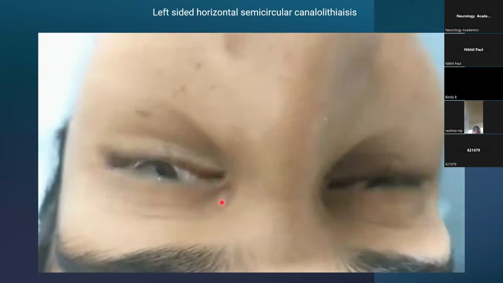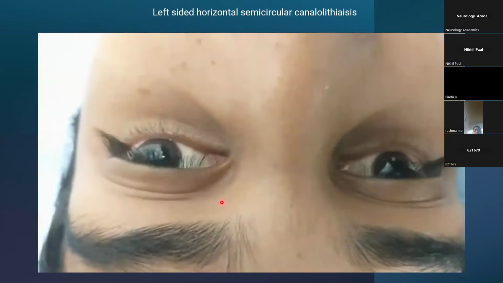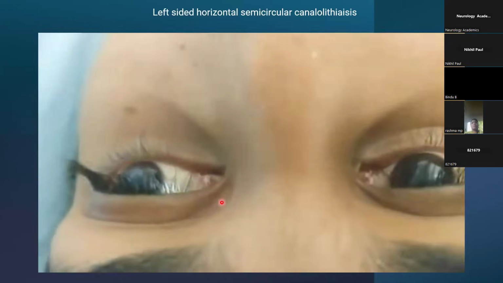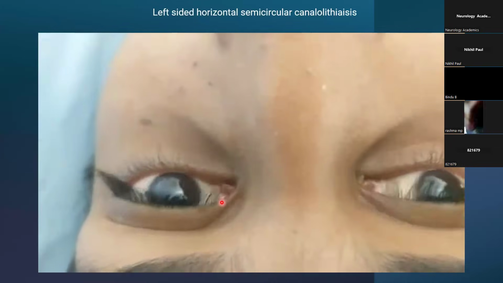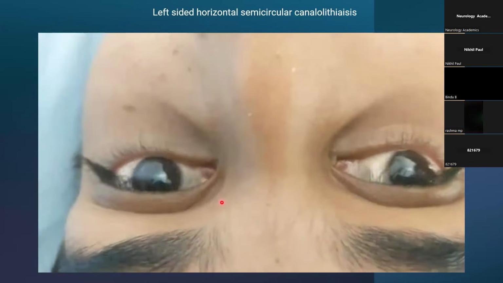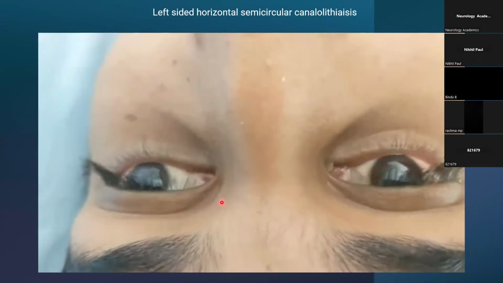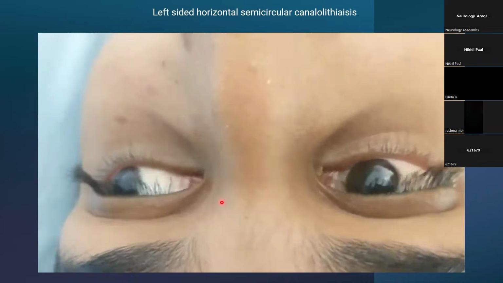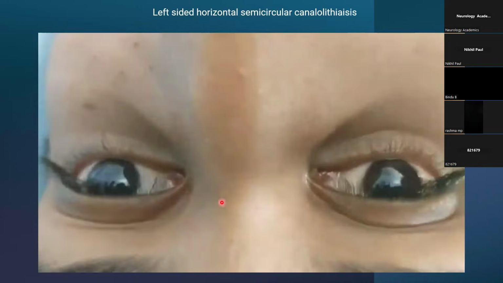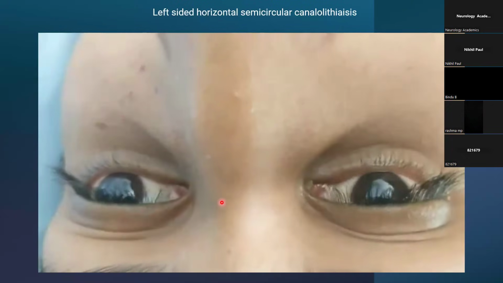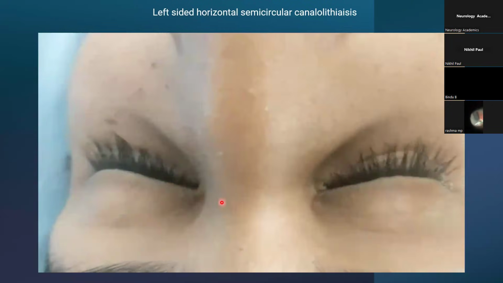Now he's made to lie straight. Next, he'll be moved to the left side. You see, again, it is beating towards the left side now, towards the ground, and it is much more intense when compared to the right side. In a geotropic nystagmus, the side where the nystagmus is more severe indicates the affected side. So here we can say that there is a canalolithiasis of the left horizontal semicircular canal. I hope that is clear.